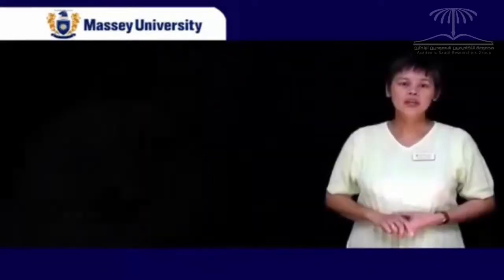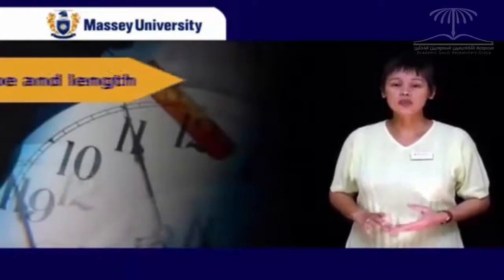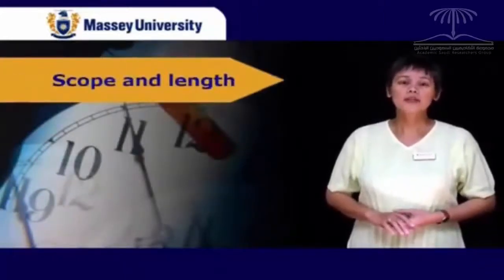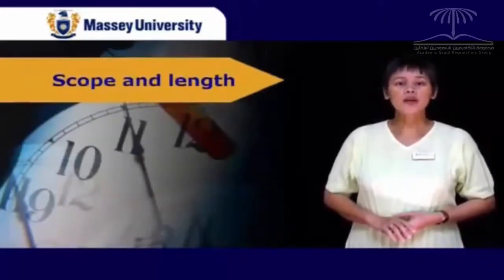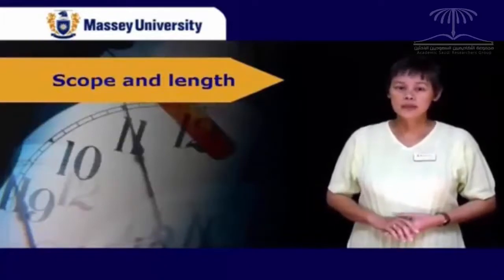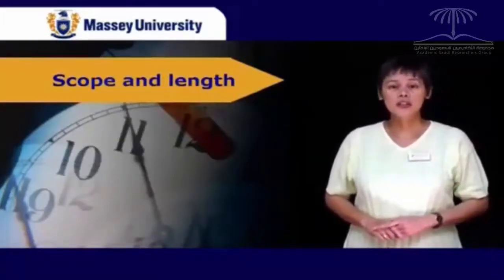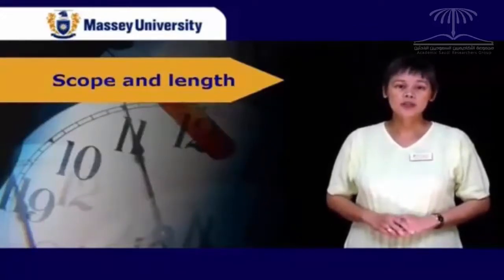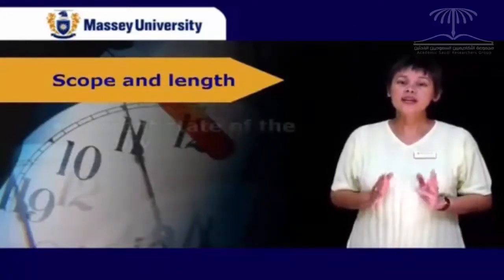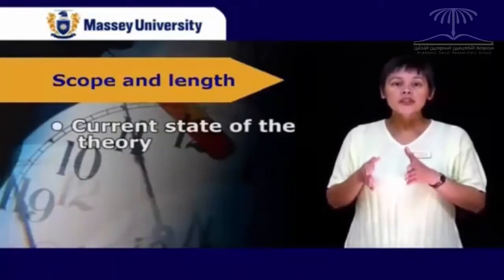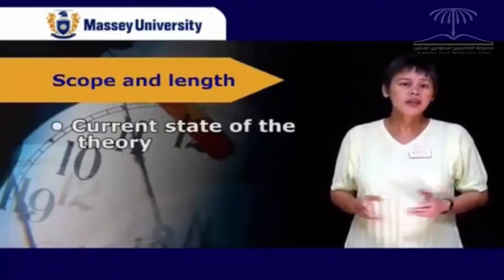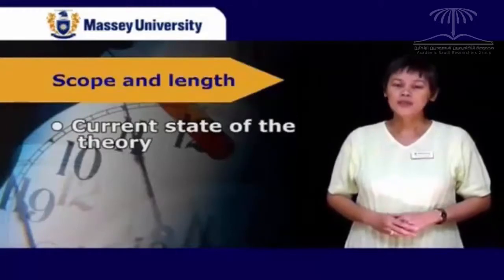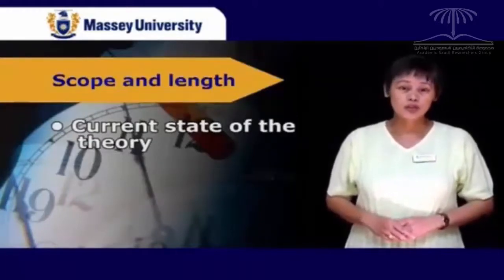I want to briefly discuss scope and length, as this is a common question asked. So what is the scope and length for a literature review? Well, initially, you will be required to know a great deal about your topic, especially for the PhD, but you may not have to write everything you know about it. So, for the scope, you may limit your review to include the current state of the theory. But how far back should you go? It really depends on the level of your research.